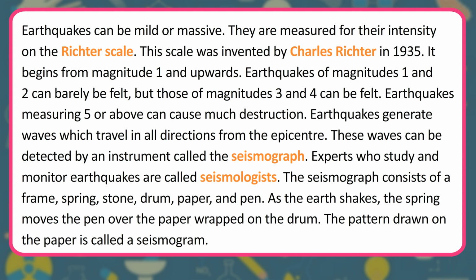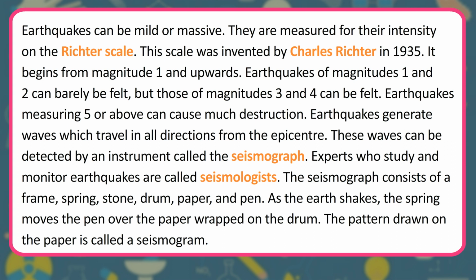This scale was invented by Charles Richter in 1935. It begins from magnitude 1 and upwards. Earthquakes of magnitudes 1 and 2 can barely be felt, but those of magnitudes 3 and 4 can be felt. Earthquakes measuring 5 or above can cause much destruction.